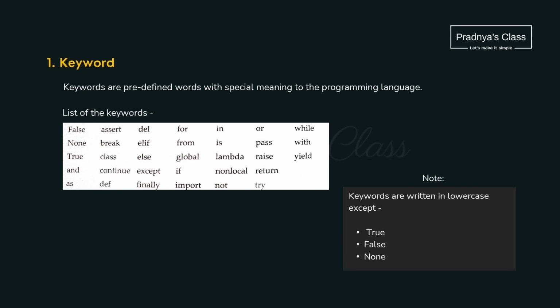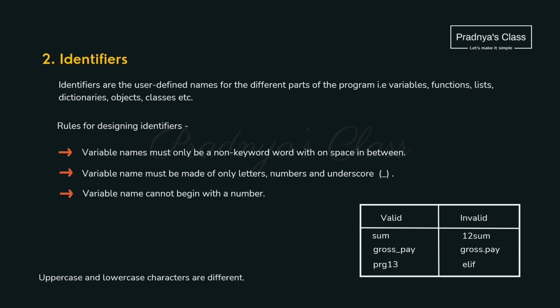Here is the first token, that is keyword. Hope you know what is token. Token is the smallest unit of the program with the help of which we write the programming statements. Here is the list of the keywords. All the keywords we will be writing in lowercase letters except True, False and None. Look at the first letter. It is capital.